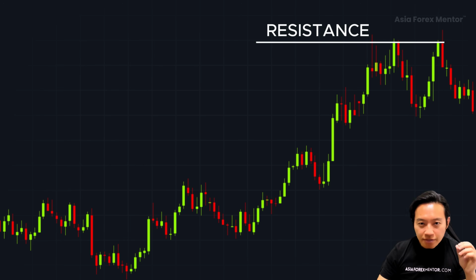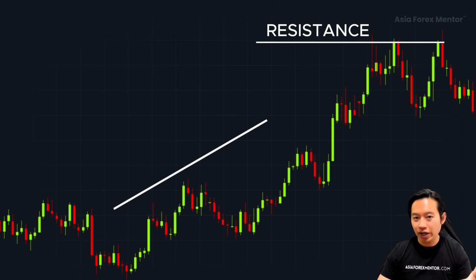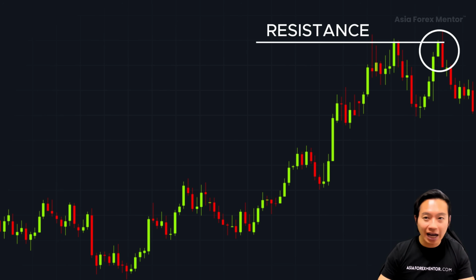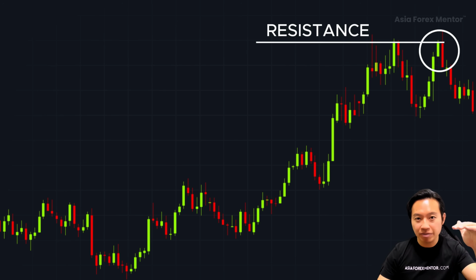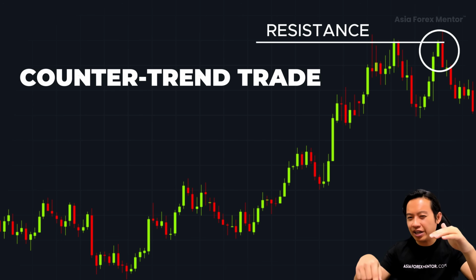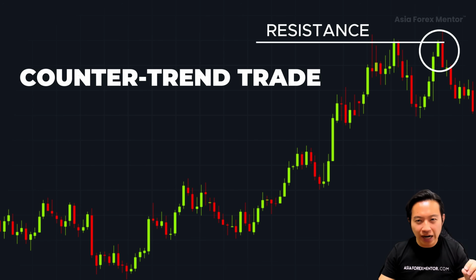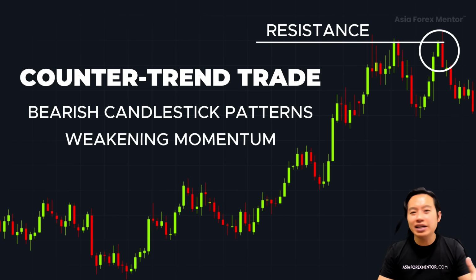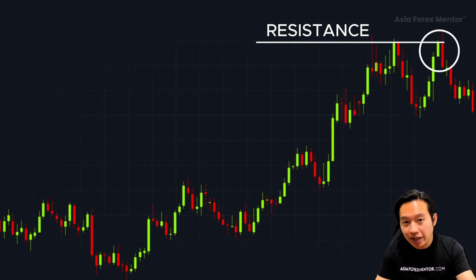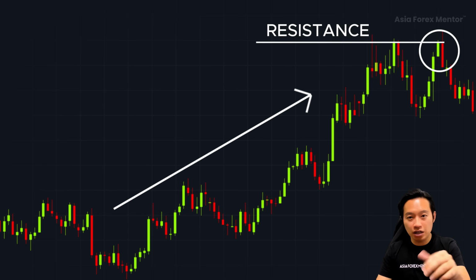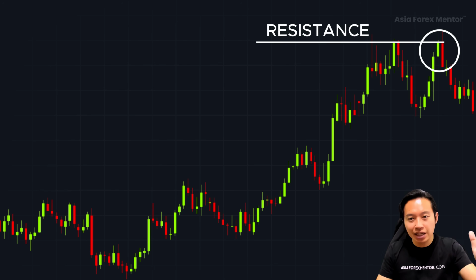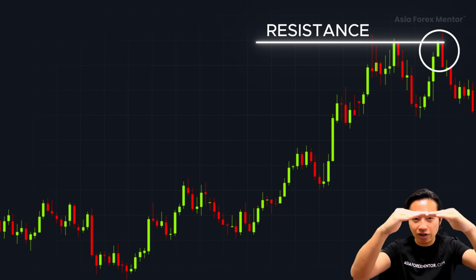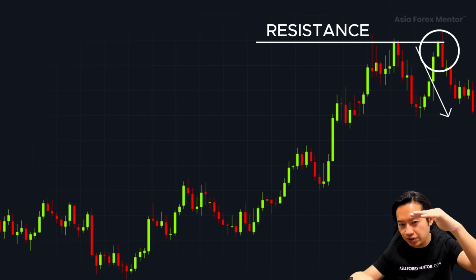Now, in this example, the market is in a strong uptrend, with price retesting the swing highs, or the resistance area. A counter trend trade may be possible if price shows rejection signs like bearish candlestick patterns or weakening momentum. So a bearish engulfing pattern forms after this strong move up. This signals potential increased selling pressure, and a potential trend reversal downwards.